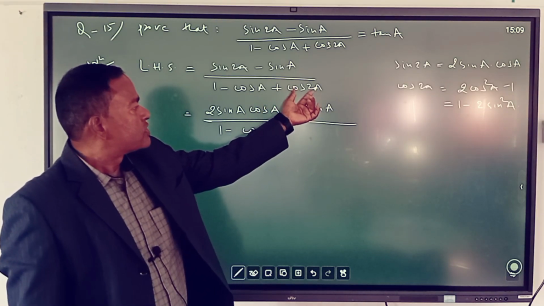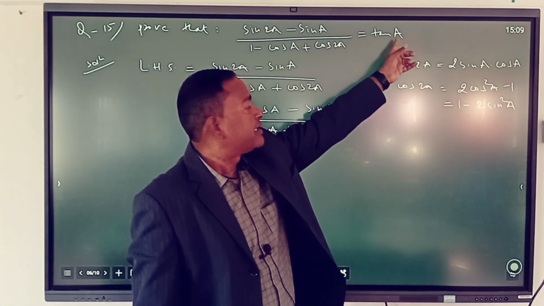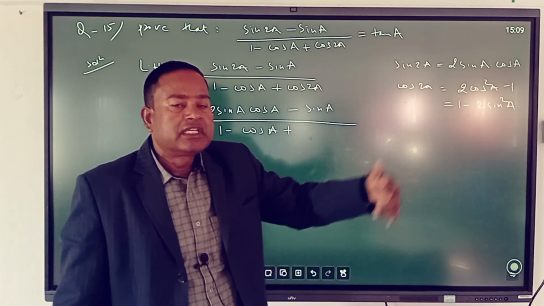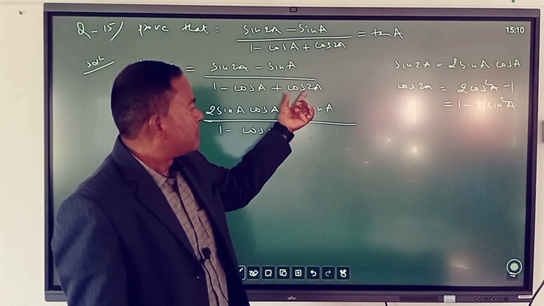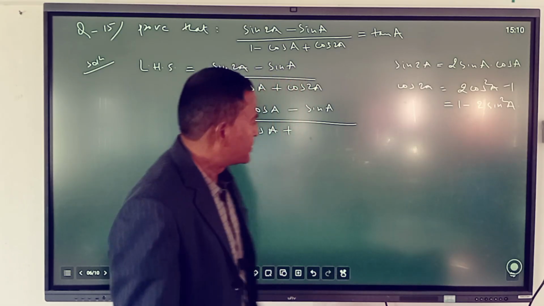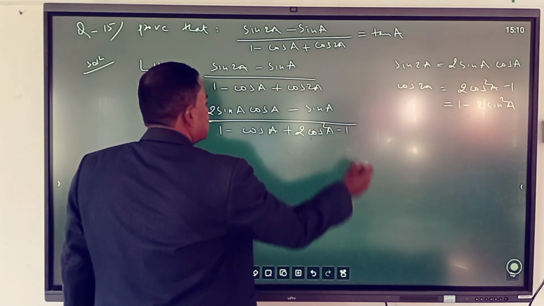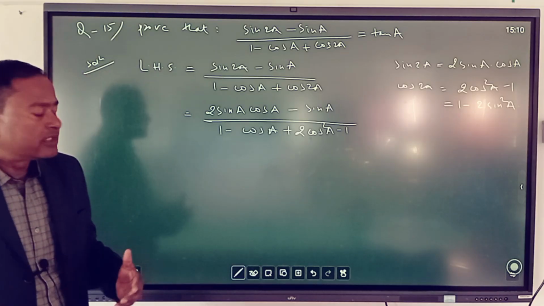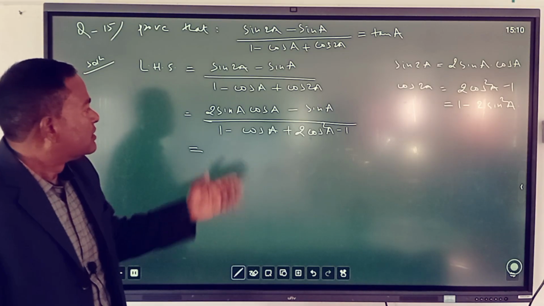Now we are going to use the formula of cos 2a in terms of cos a, because tan a means sin a divided by cos a. In the denominator we need cos a. So we have to use the formula of cos 2a in terms of cos a, which is 2 cos square a minus 1. Now let's do calculation, let's do simplification.